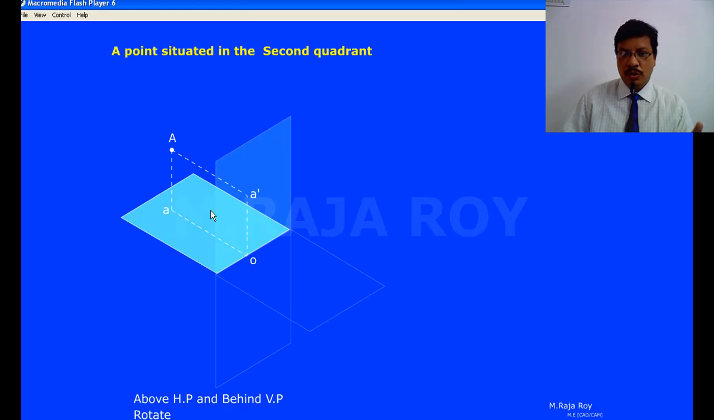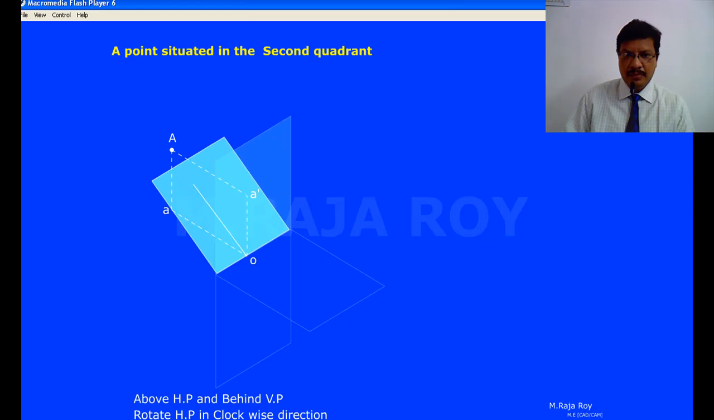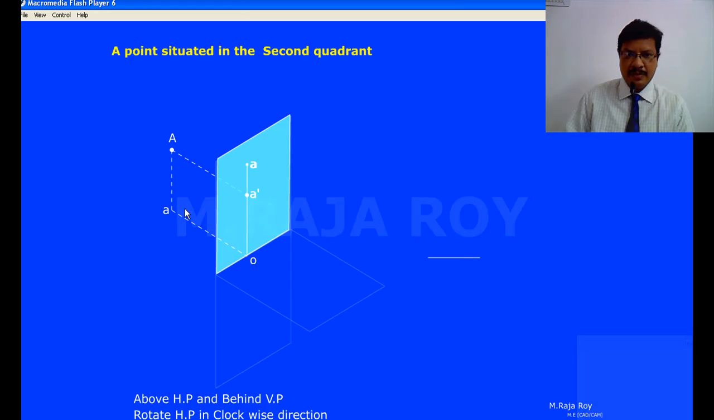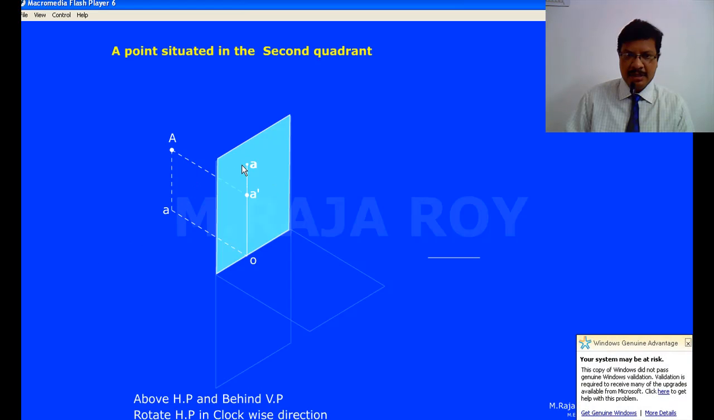So to do that, what I am doing is I am opening the first quadrant. Always we have to open the first quadrant. When the first quadrant is completely open, the second quadrant will be closed, something like this. When the second quadrant is closed, what happens to the top view? You observe carefully. That is the situation. This point A is coming somewhere here.